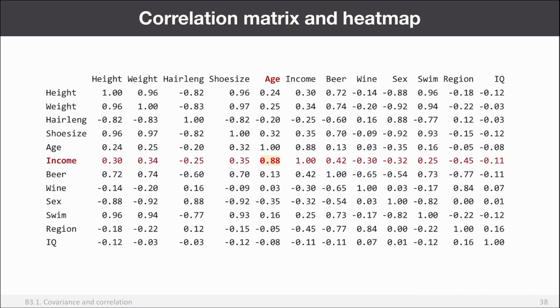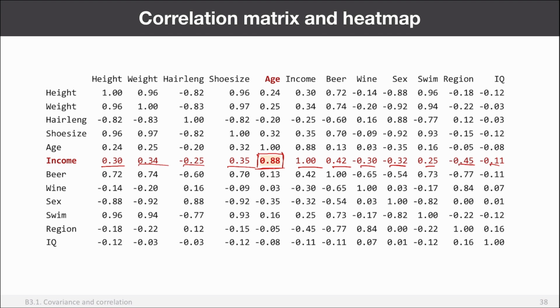And the idea is very simple. For example, let's take income. You can see these are all correlations for income. So this is the correlation with height, with weight, with hair length, with shoe size, and this is with age. Remember, that's the plot that we made. It's a correlation with age, and then the correlations with other variables, right?